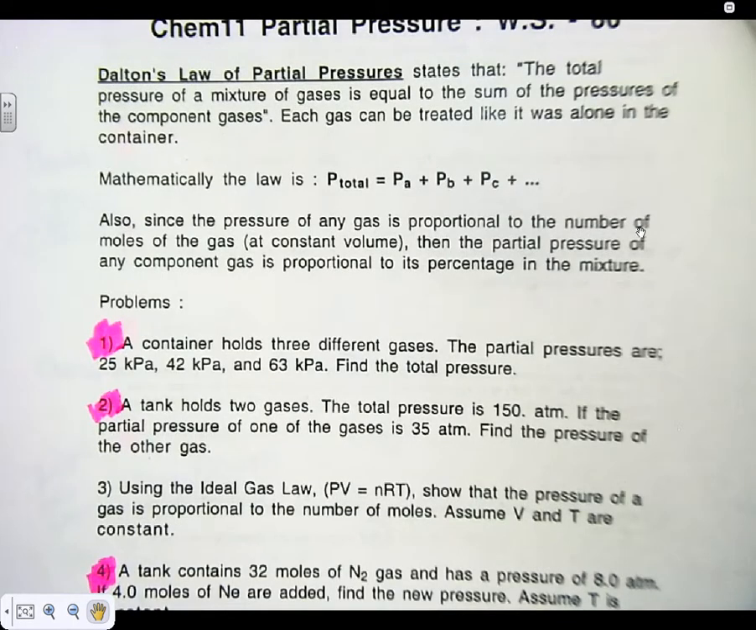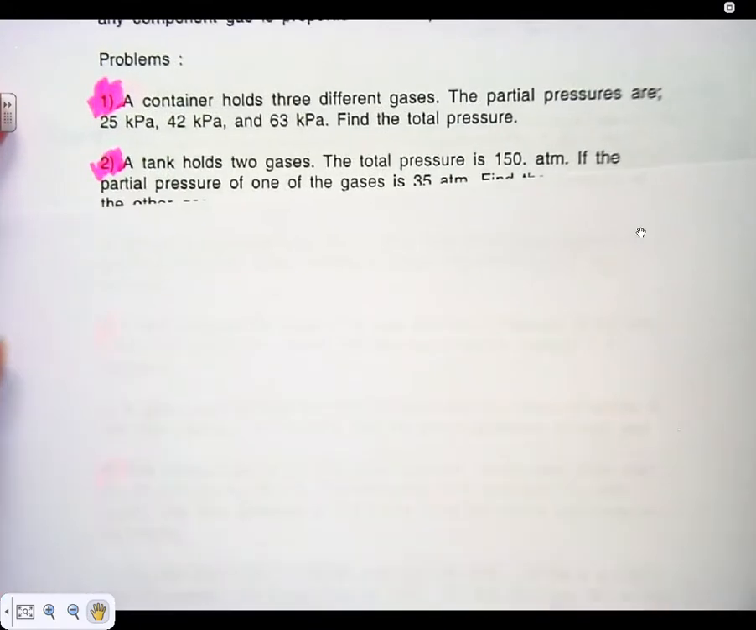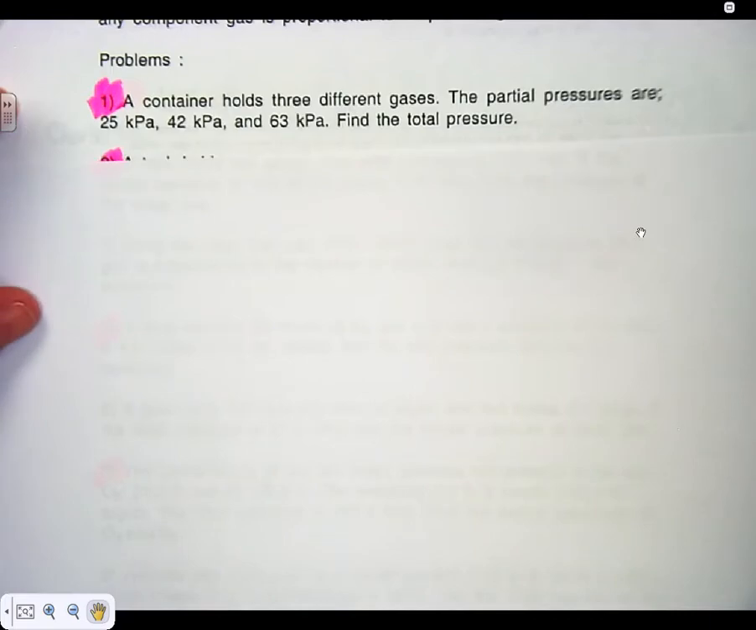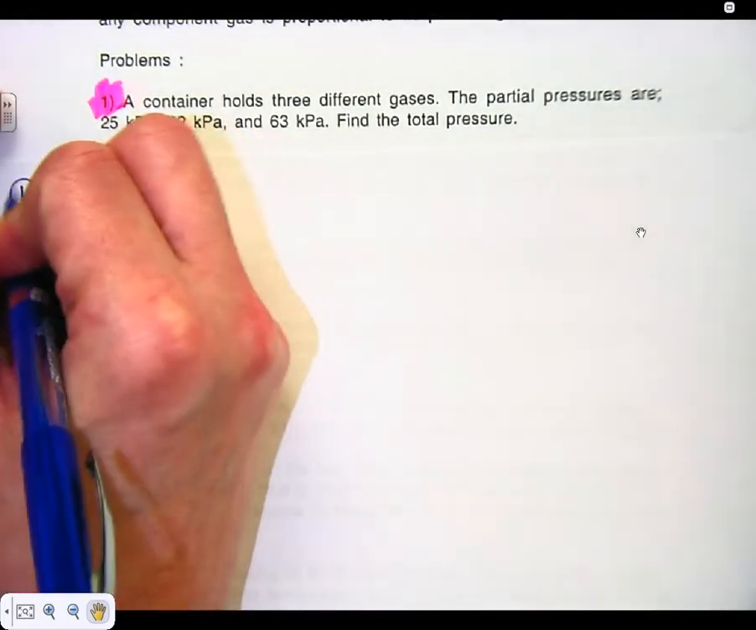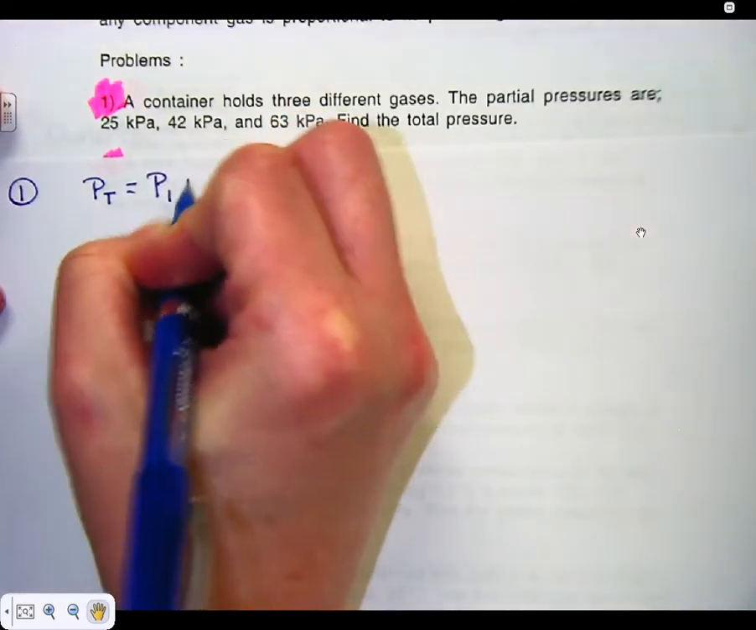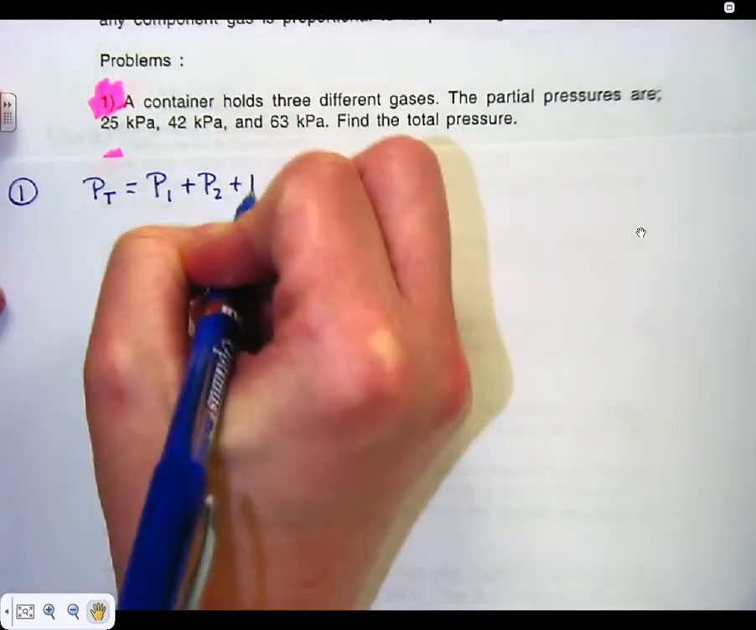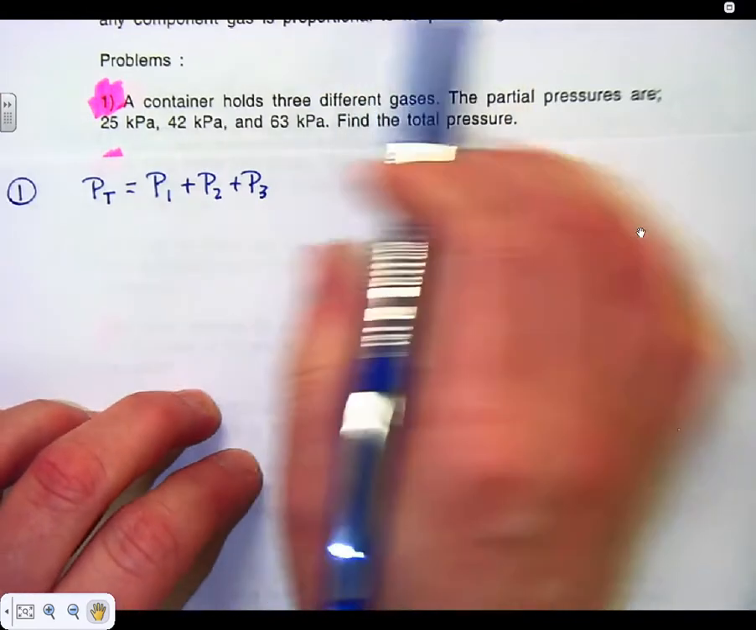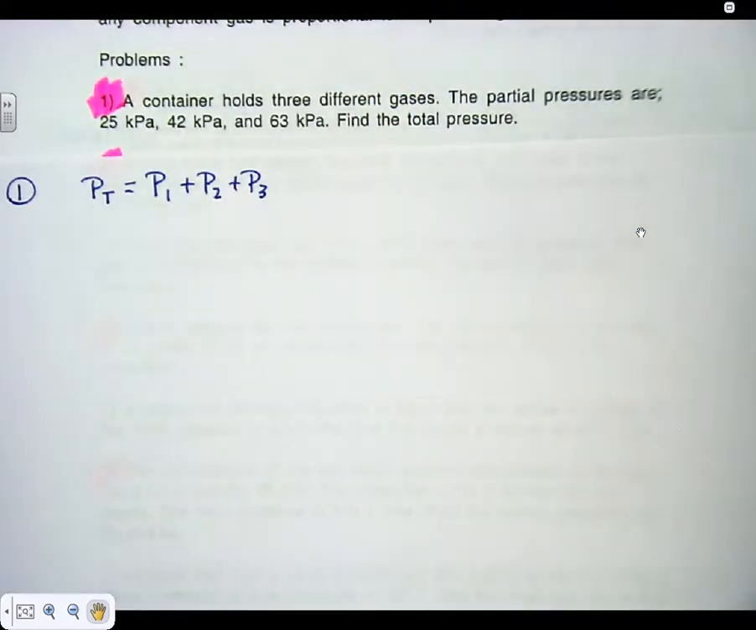A container holds 3 different gases. The partial pressures are 25 kPa, 42 kPa, and 63 kPa. Find the total pressure. Well, obviously, the total pressure is equal to the sum of the partial pressures of each gas. It doesn't matter if you use ABC or 1, 2, 3. According to Dalton's law of partial pressure, we can take the partial pressure of each gas in the container and add it together to find the total pressure in the container.